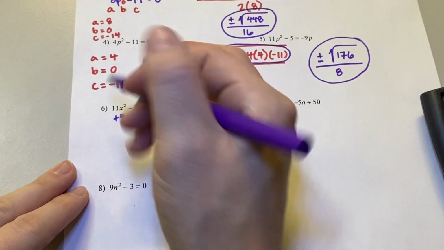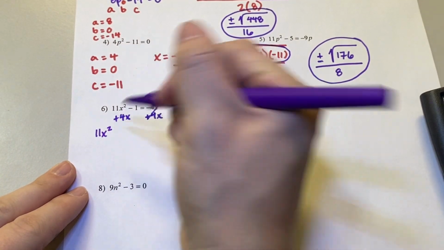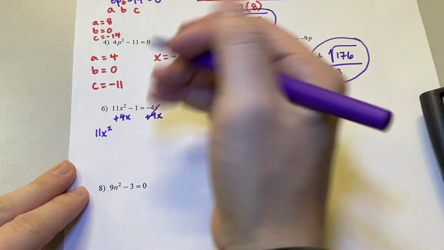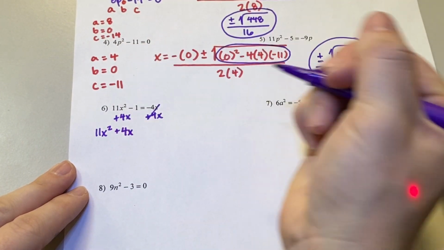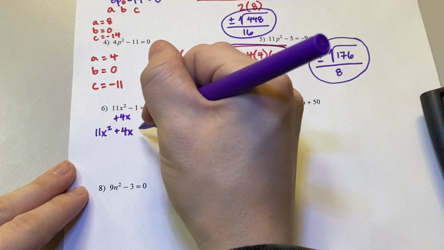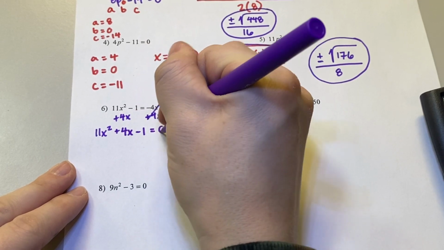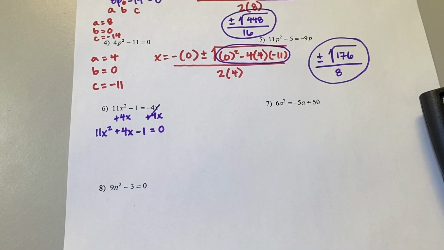Okay, so then 11x squared, he's our biggest guy, right? He goes in front. This plus 4x just goes in the middle. All right, he's our next guy. Minus 1. Now it equals 0. We had to make it equal 0 in order to solve it.